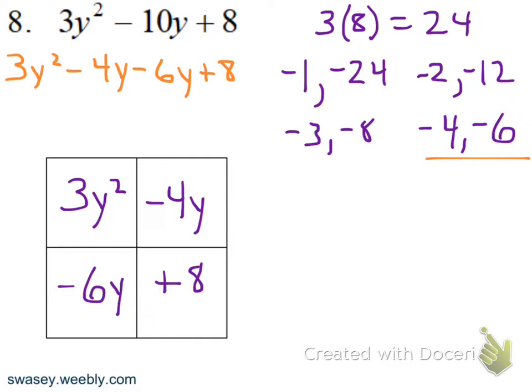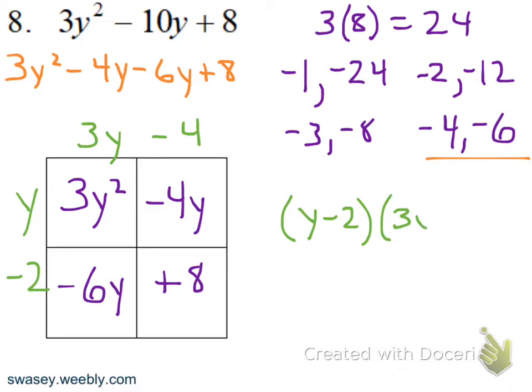GCF of the top row is y. GCF of the bottom row is negative 2. 3y squared divided by y is 3y. Multiplying the bottom row, 3y times negative 2 is negative 6y. Negative 4y divided by y is negative 4. Check it for the bottom row: negative 4 times negative 2 is positive 8. So y minus 2, 3y minus 4.